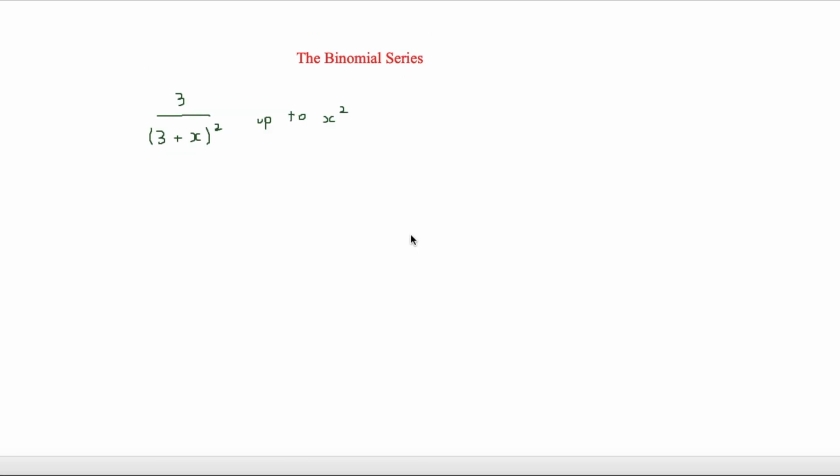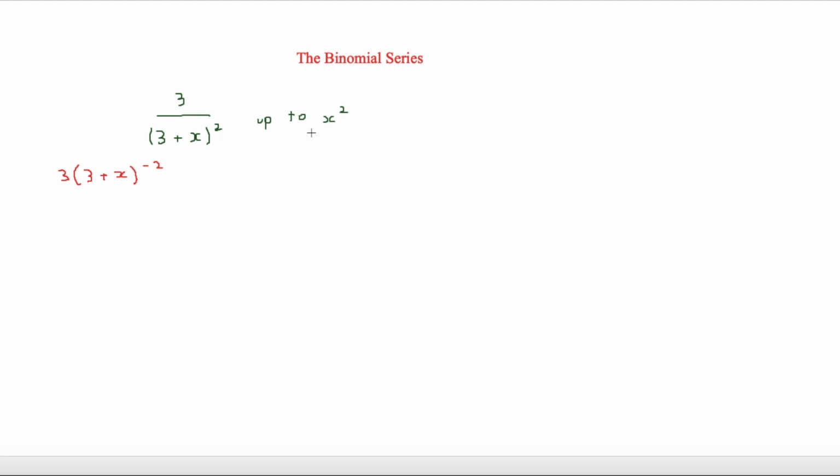The next question is a much harder example, as we have things like a 3 in here instead of a 1, which means we're going to have to take a 3 out, and so on. But first of all, it's good to reorganize this into a form we're more comfortable with. Because the denominator is (3 plus x) squared, we can put it in the numerator, but make it minus 2, the reciprocal. So this is equal to (3 plus x) to the minus 2. That is how we can rearrange this to make it slightly easier.